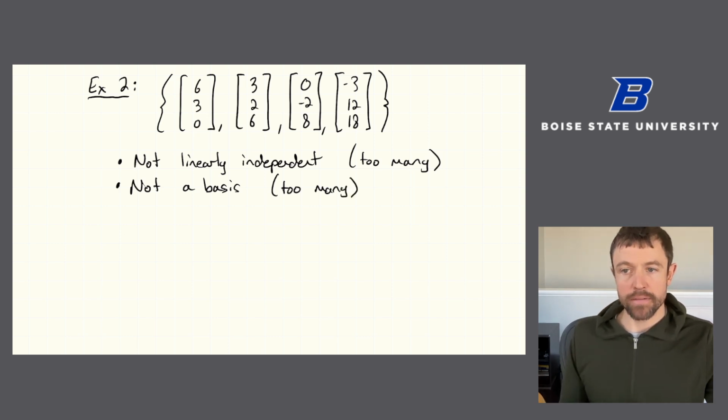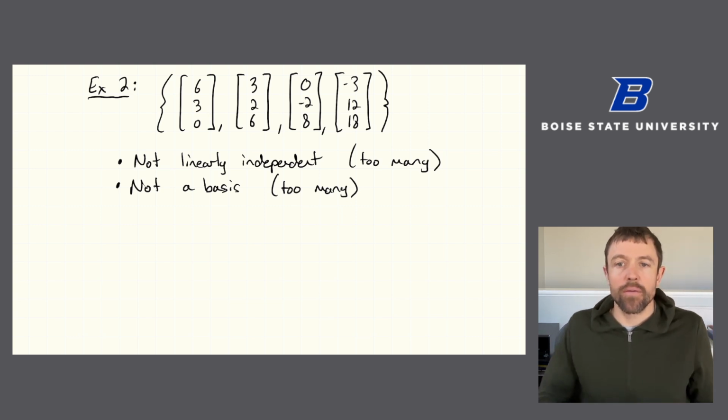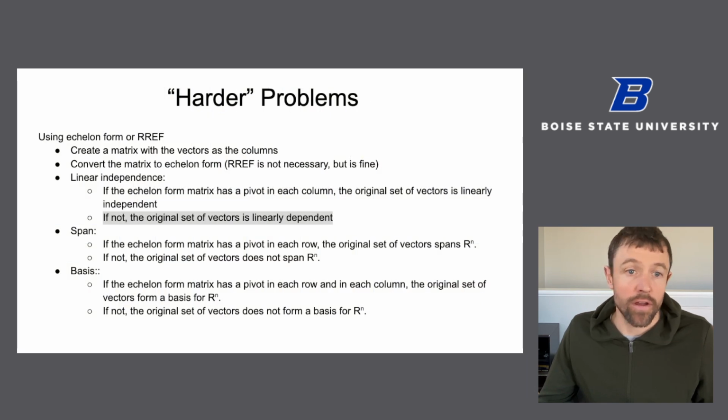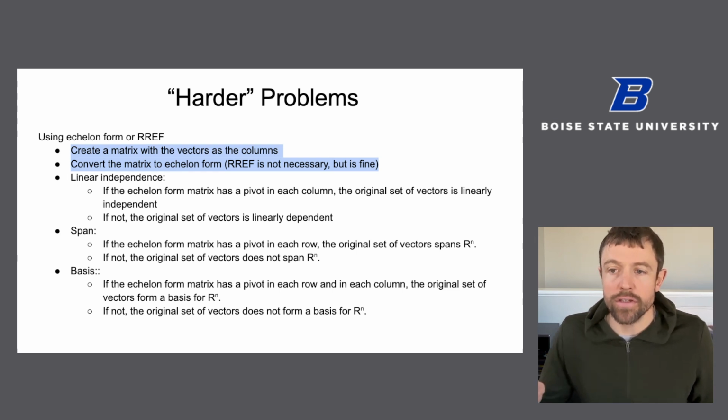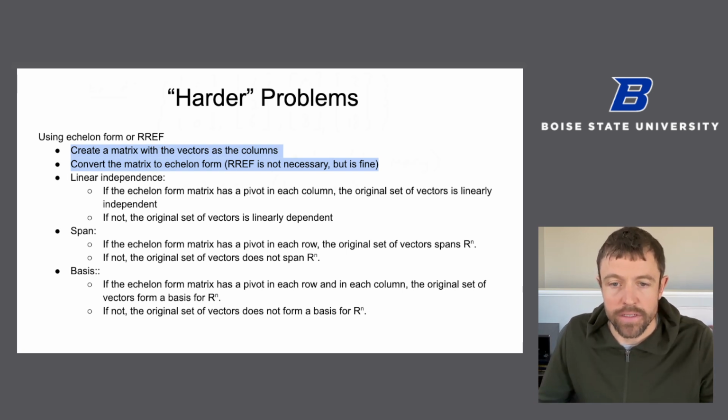But they might span R3 and they might not span R3. We have to check though. We can't be sure. So how do we figure out whether they span R3? Well, let's go back to our document. This is one of the harder problems. We still start with the same thing. We're going to create a matrix with the vectors as columns and convert the matrix to echelon form. So all of these harder steps, when we're trying to figure out one of the harder questions, they all start the same way, which is really nice. It means that we don't have to do lots of different things.